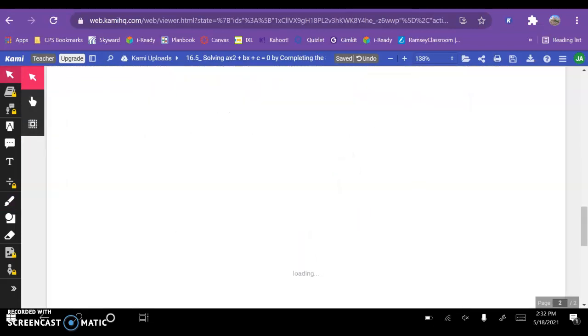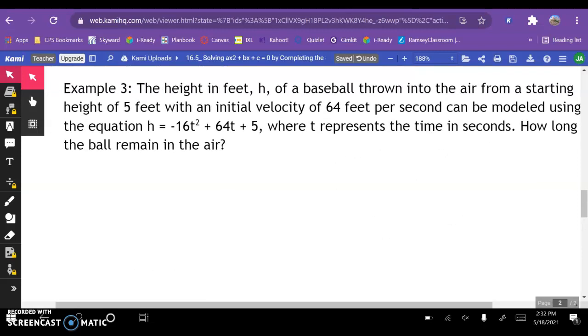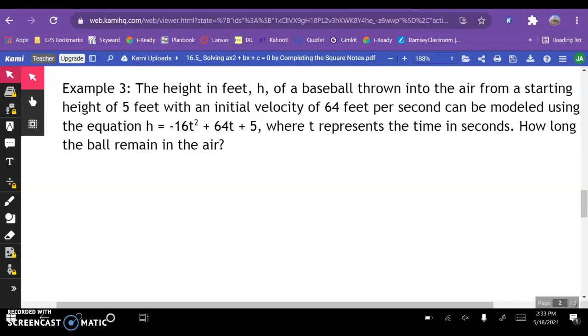All right. Last question here. It says the height in feet, h, of a baseball thrown into the air from a starting height of 5 feet with an initial velocity of 64 feet per second can be modeled using the equation h equals negative 16t squared plus 64t plus 5, where t represents the time in seconds. How long will the ball remain in the air? So in other words, we have to solve this and find the zeros.